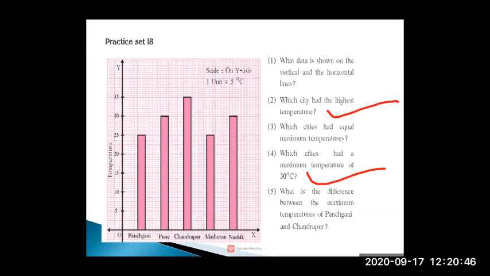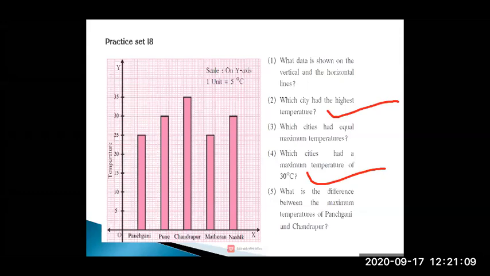First listen to it and then give the proper answer. What is the difference between? Difference means दोनों का difference. दोनों में क्या difference है? Between the maximum temperature of Panchgani. Now Panchgani is having how much degree? It is having 25 degree and Chandrapur having 35 degree.